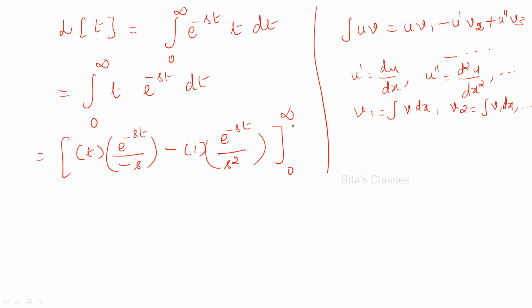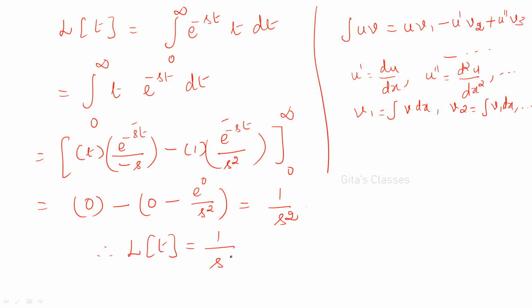So, the integral from 0 to infinity gives t minus... if you substitute infinity, this becomes e power minus infinity, and this is also e power minus infinity. So for the upper limit, both values become 0. For the lower limit, if you substitute t equal to 0, it is 0 minus of 1 into e power 0 by s squared. The first term is 0, so the final answer is 1 by s squared. Minus of minus becomes plus. Therefore, L of t is equal to 1 by s squared.